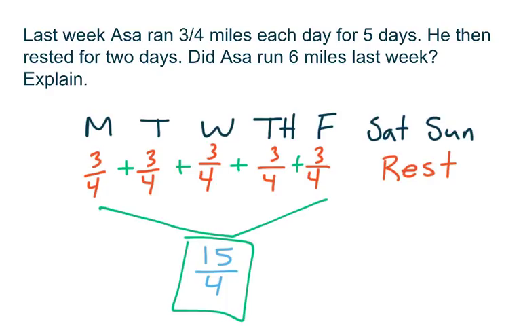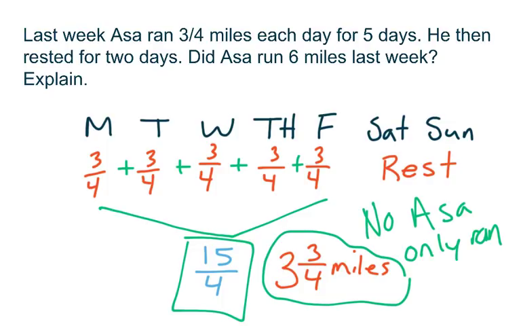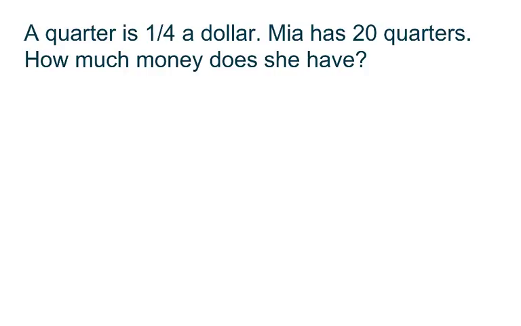So in order to turn it into a mixed number, we can either divide or we can pull out our wholes. If we're dividing, 4 goes into 15 3 times, and then 4 times 3 gives us 12, so we would have 3 left. So Asa ran 3 3/4 miles last week. Did he run 6 miles? No, he did not. So the answer to this question would be no. Asa only ran 3 3/4 miles. He did not run 6 miles last week. Let's take a look at our next question.